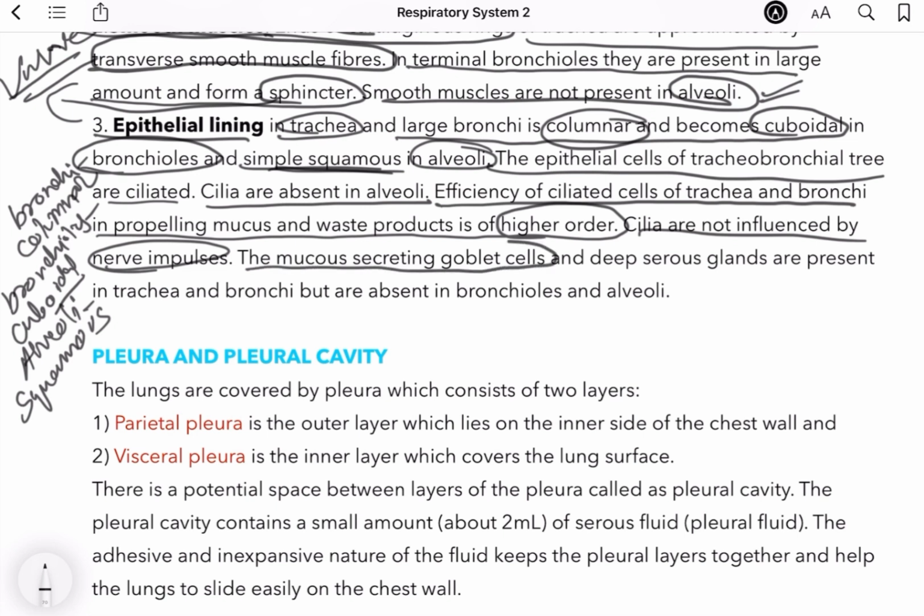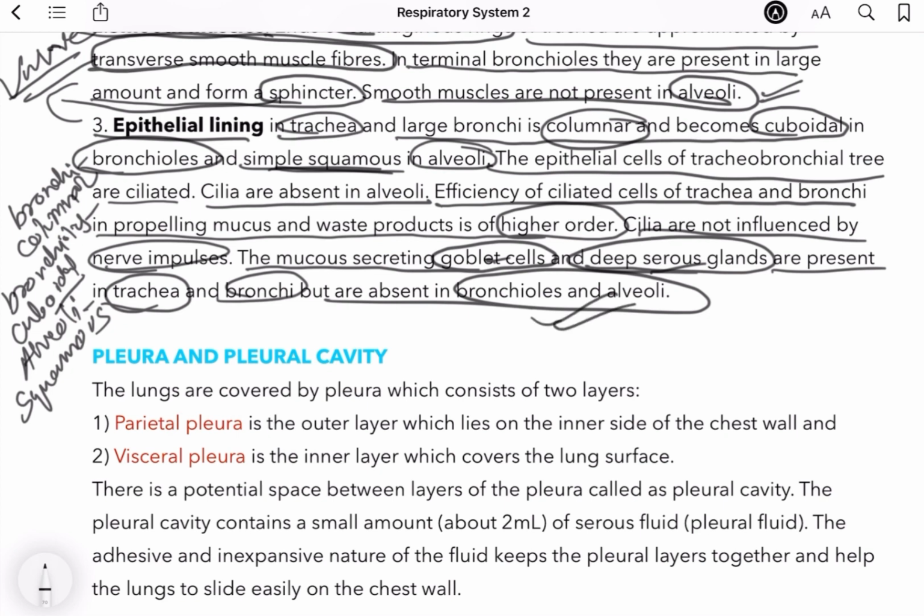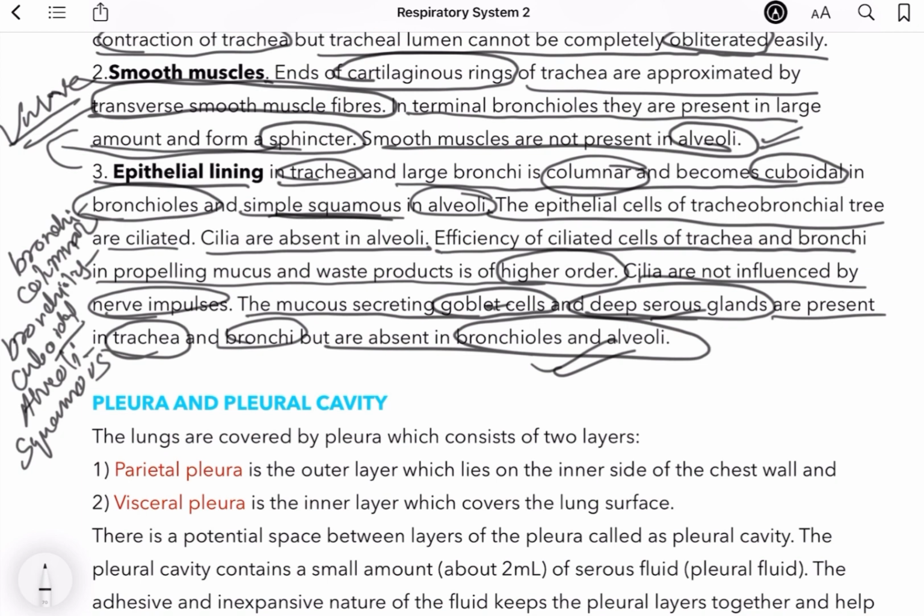The mucus secreting goblet cells and deep serous glands are present in the trachea. So remember, goblet cells and serous glands are present in the trachea and bronchi, but are absent in bronchioles and alveoli. And cilia is a major property in the excretion of mucus because it has the capacity to trap foreign particles. Which things are absent, which things are present, do remember from this histological structure, okay?